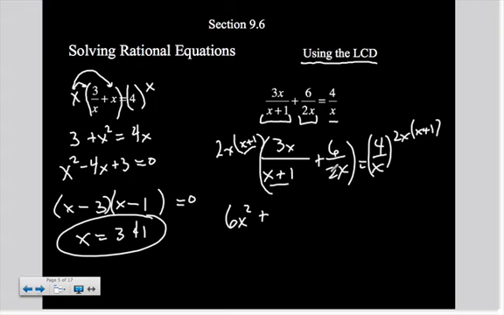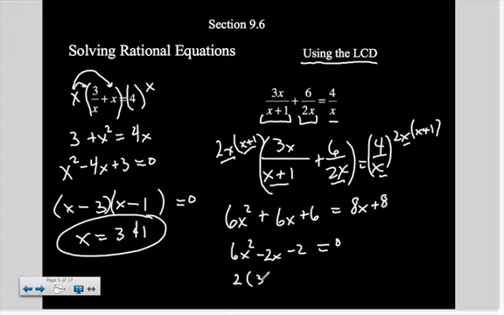Now when I multiply 2x times 6 over 2x, the 2x's are going to cancel, and I'll get 6 times x plus 1. That's 6x plus 6. And over here, when I multiply, the x's are going to cancel, and I'll get 4 times 2 times x plus 1. That's 8 times x plus 1, or 8x plus 8. When I move everything to the same side, I'm going to get 6x squared minus 2x minus 2. If I factor a 2 out of each of these, I'll have 2 times 3x squared minus x minus 1.